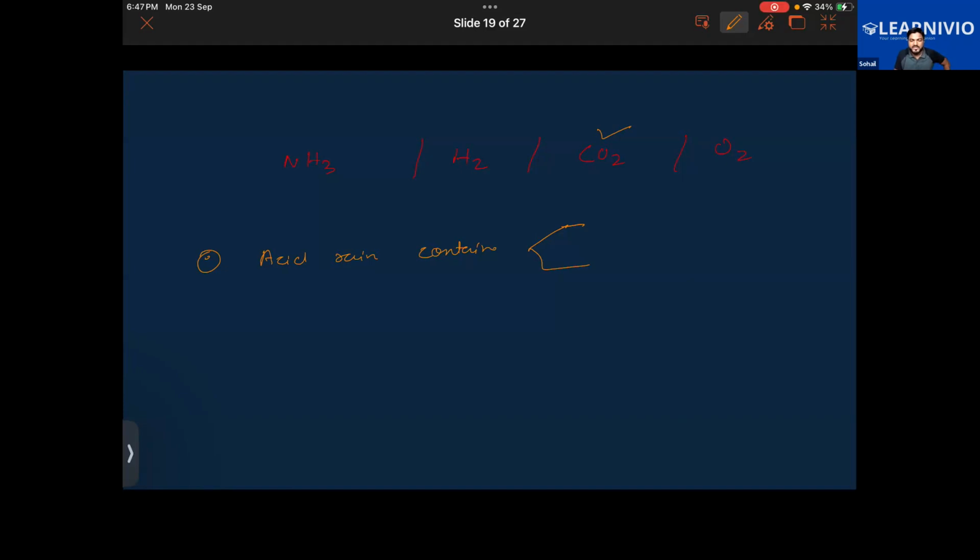What are the essential requirements for combustion to take place? First and foremost, for combustion to take place, what are the necessary conditions? Presence of oxygen. Good.